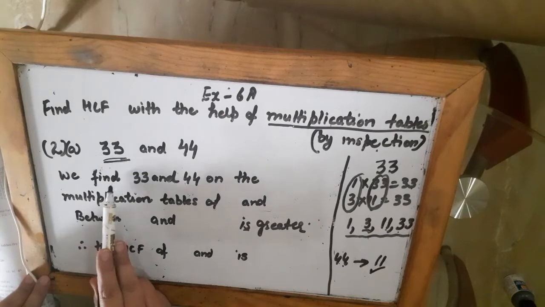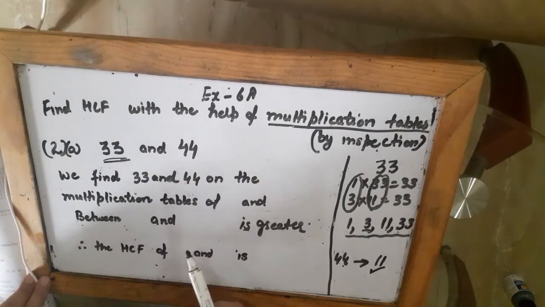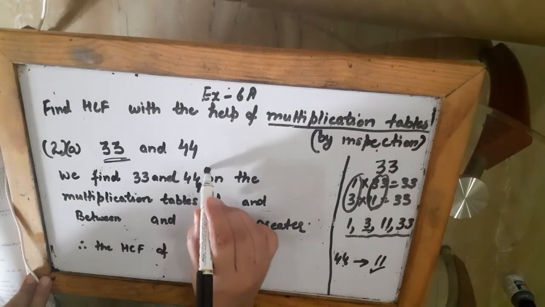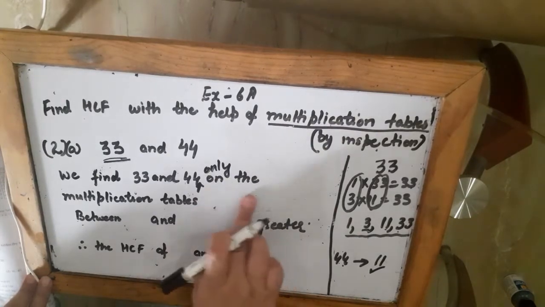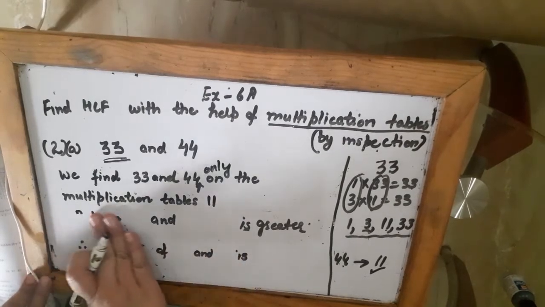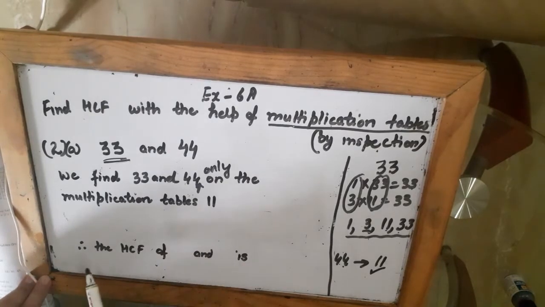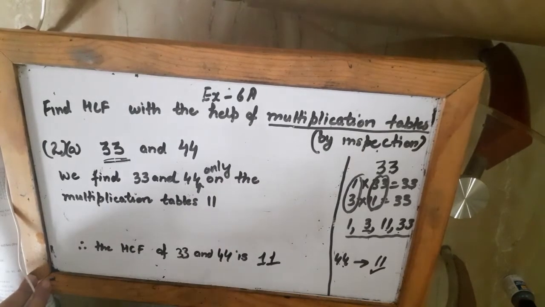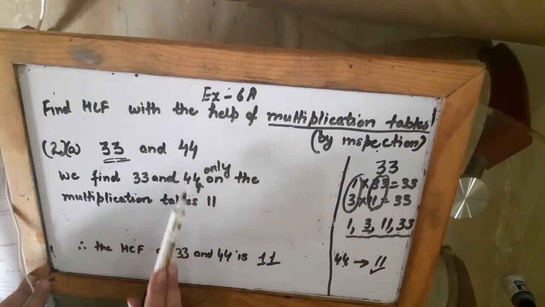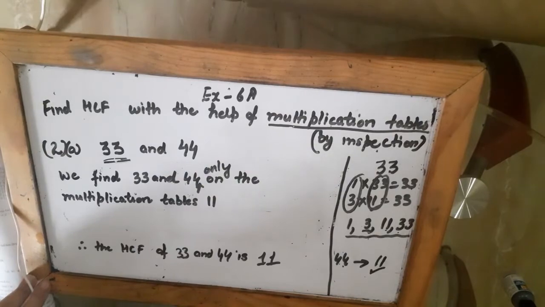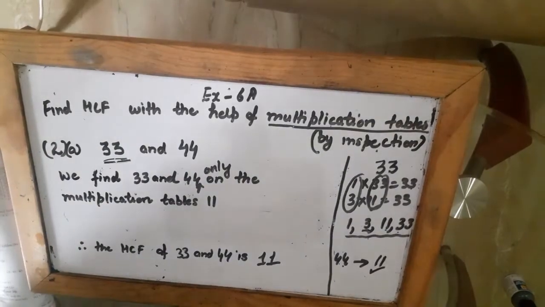So we can say we find 33 and 44 only on the multiplication table of 11. So it means the HCF of 33 and 44 is 11. Since 33 and 44 are divisible together only by 11, this is the highest number which is common to both of them, which is a divisor of both of them, which is a factor of both of them.